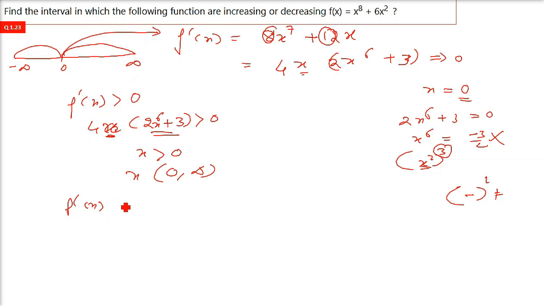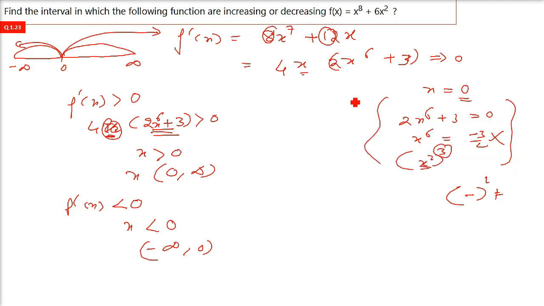Now f'(x) is less than 0. Same concept we are going to follow here. Again I told you that x^6 equal to negative 3 by 2 is impossible. So anything on the right which is negative cannot be on the left as an even power. So only x should be less than 0. Anything which is less than 0 goes from 0 till the end, and what is the end? It is negative infinity. So negative infinity to 0 is the interval where it is decreasing. This concept I already told you. So this is the only catch in this question. Otherwise, you know it already.